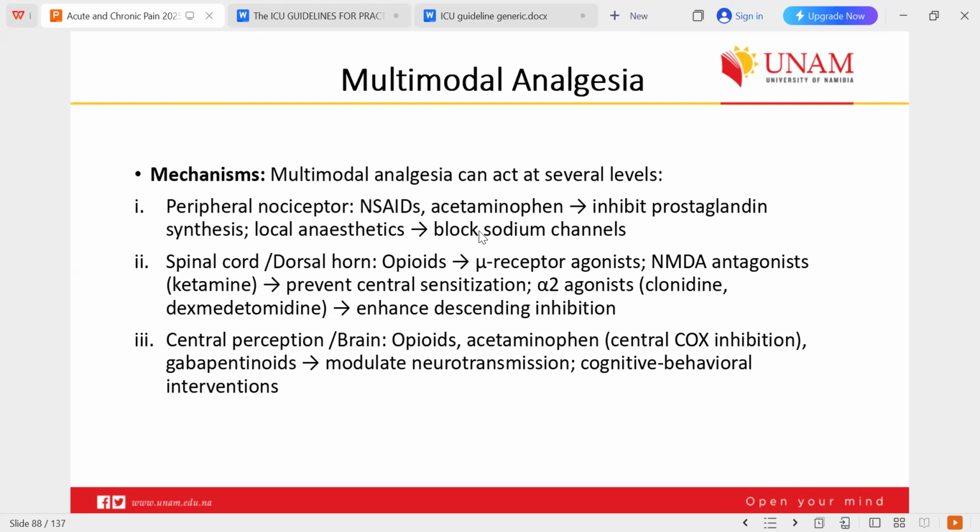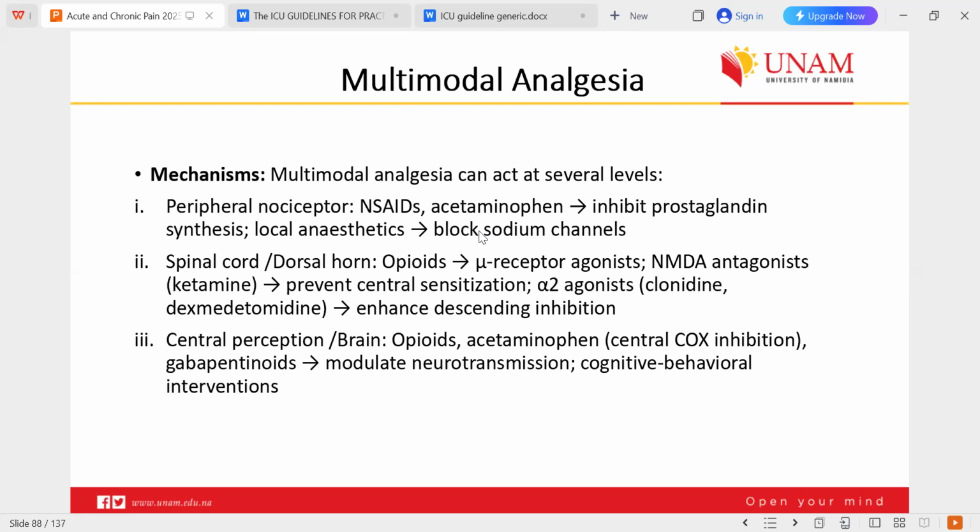I remember those days as a resident when I first came across the mechanism of action of opioids in analgesia. The issue is that the pain is there, but opioid kind of modulates the brain's perception of pain. And I wondered what kind of drug does that. The pain is there, but it's making you not to feel the pain.